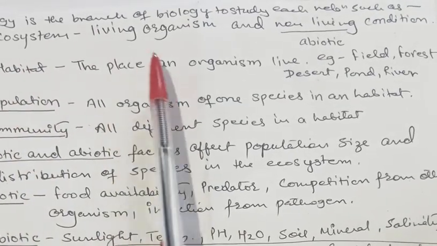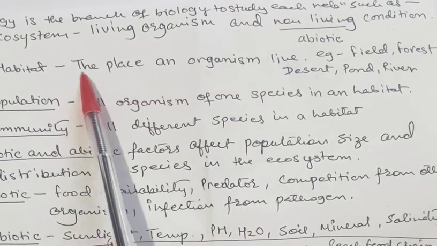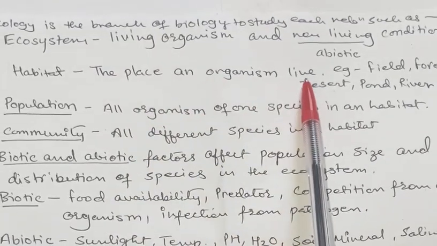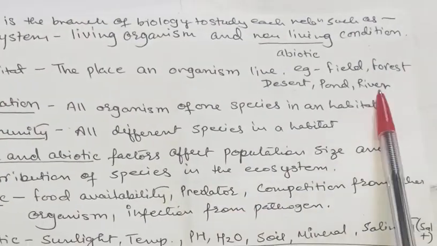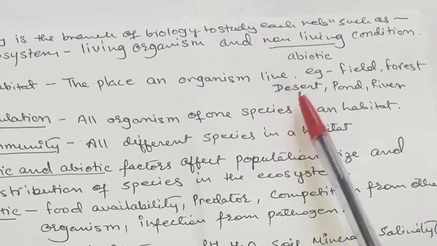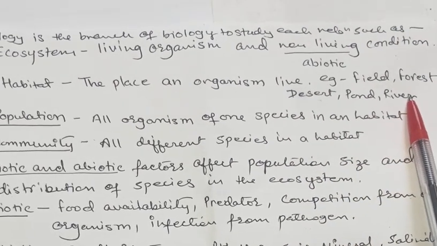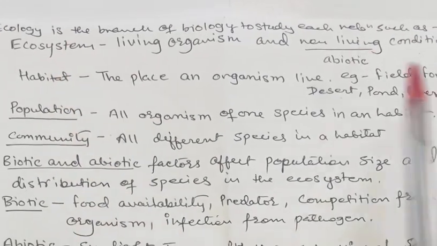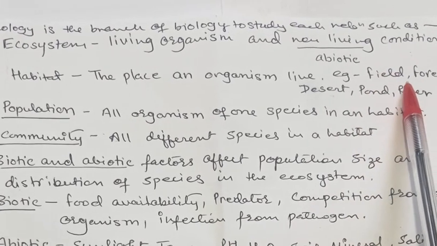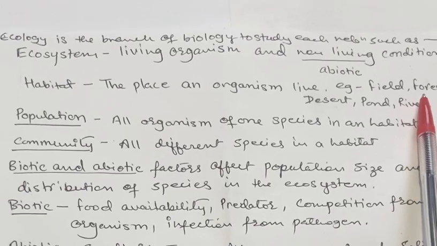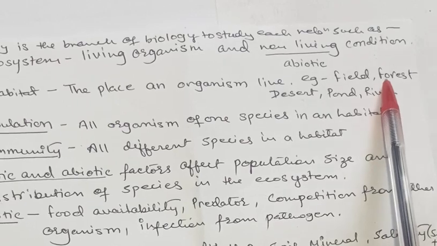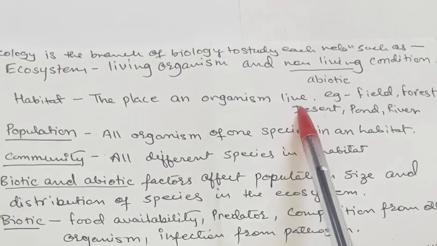Okay, let's see what is habitat. In terms of habitat, it is the place where an organism lives. The place where an organism lives can be the habitat of that organism, and it can be a field, a forest, a desert, a pond, or a river. See, ecosystem was really big, where all of this can come together, and then we can talk about living organisms with non-living conditions. But a habitat can be smaller than an ecosystem, right? It can be just the forest, just this desert, right?